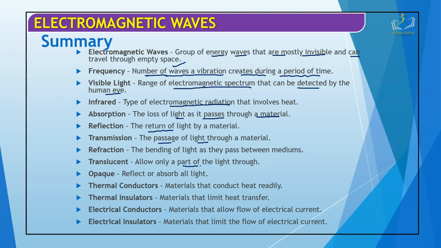Translucent: allows only part of the light through. Opaque: reflects or absorbs all light. Thermal conductors are materials that conduct heat readily. Thermal insulator: material that limits heat transfer. Electrical conductors: materials that allow the flow of electrical current. Electrical insulator: materials that limit the flow of electrical current, or that do not actually pass electricity. So this is a little bit of a summary of the complete electromagnetic wave topic, and a few portions I covered extra because they will be used in the next video.